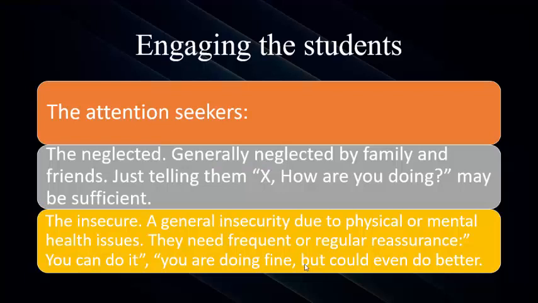The attention seekers. They're either the neglected or the insecure. The neglected, generally neglected by family and friends, just telling them so and so, how are you doing, may be sufficient to engage them in your classroom. The insecure one, on the other hand, there's a general insecurity due to physical or mental health issues. They need frequent or regular reassurance. You can do that. You can do it. You are doing fine, but could even do better. Encouraging statements to support them and help them rise above the insecurity.